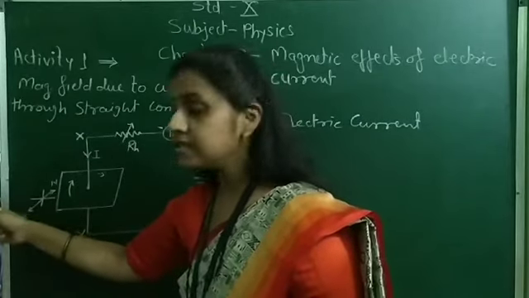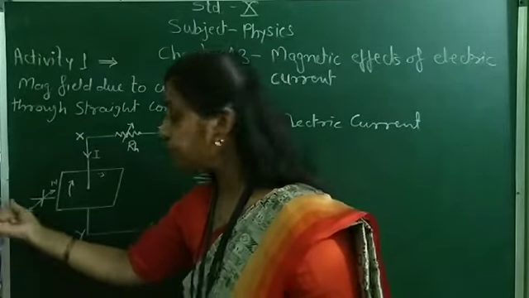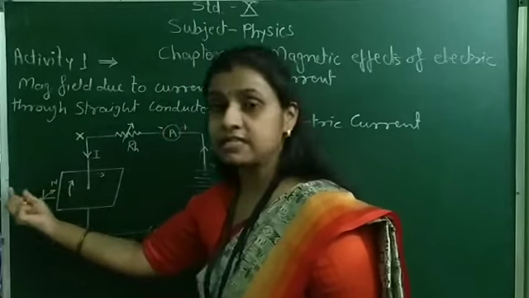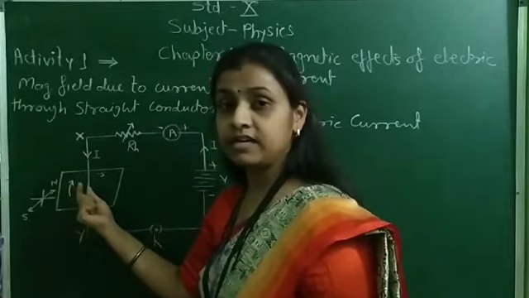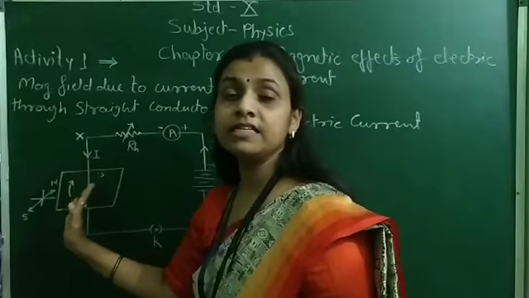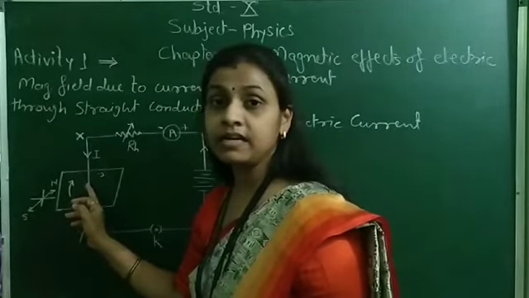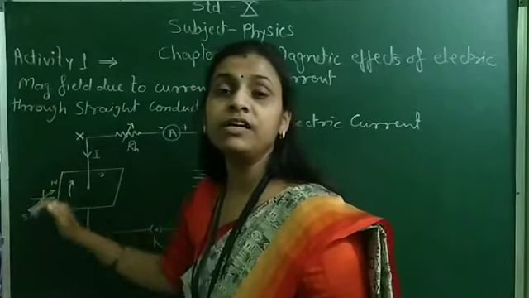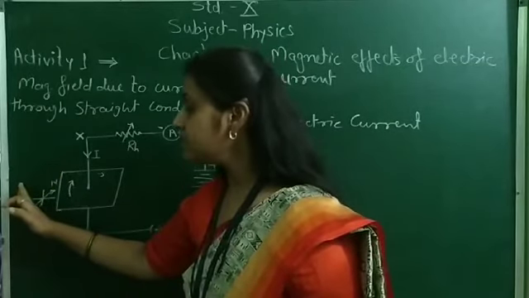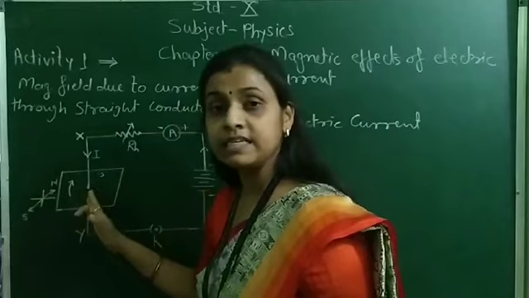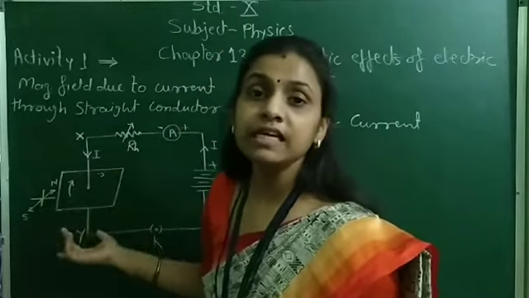So as we increase the distance, the magnetic field gets decreased. As we decrease the distance, as we move towards the current carrying conductor, the deflection increases, meaning the magnetic field increases. So as the distance from the current carrying conductor increases, the magnetic field decreases, and as the distance from the current carrying conductor decreases, the magnetic field increases.